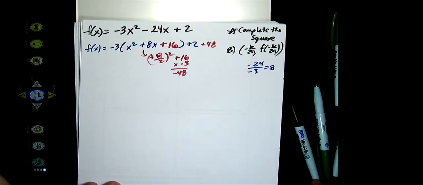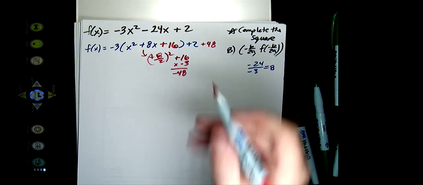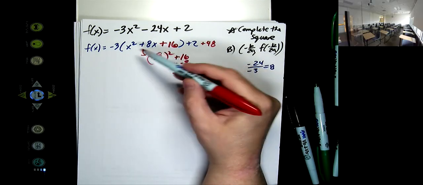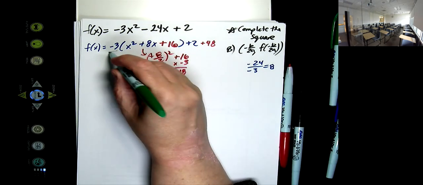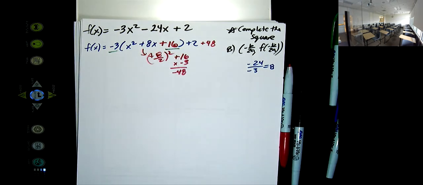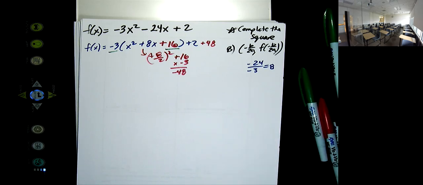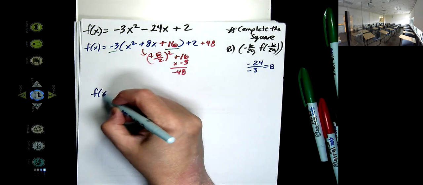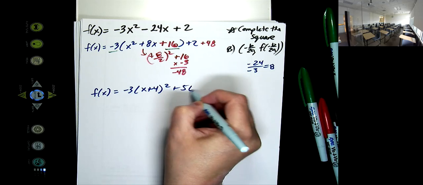See, I had made a mistake when doing this and I couldn't figure out what it was. I had subtracted 48 from the outside. Yeah, me too. And so you gotta take close attention to that. You're gonna take that and you're gonna multiply it by that. And quit leaving my pens open, they dry out. All right, so we can finish that off. We have -3 times x plus 4 squared plus 50.